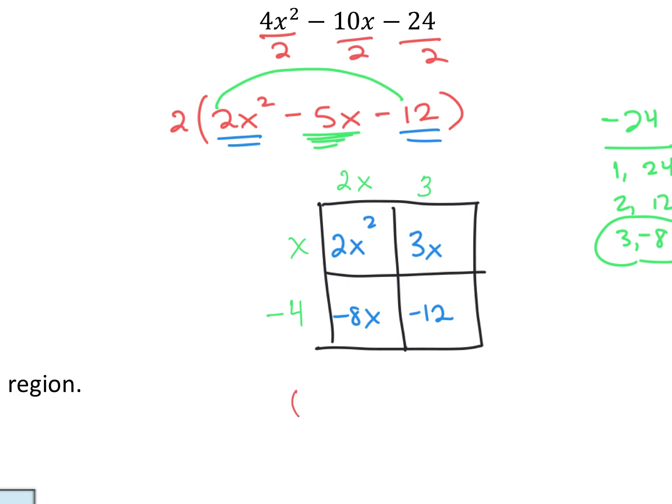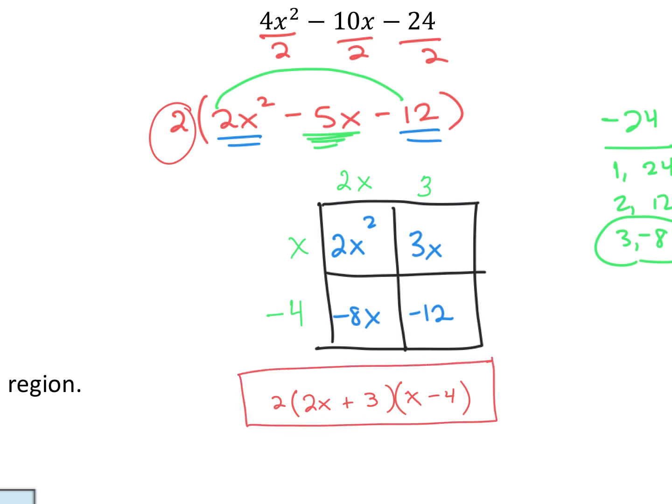All right, so across the top, we've got this 2x plus 3. There's one of our binomial factors. On the left, we have this x minus 4. That's the second binomial factor. And then it's going to be easy to forget, but that 2 is one of the factors, so that goes into our answer in factored form.